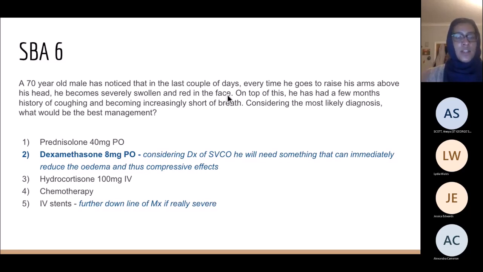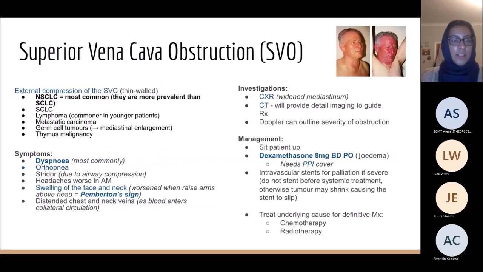And what that symptom is suggestive of is something called Pemberton sign, where you get swelling of your face and neck because of compression of your superior vena cava. You often see this with lung cancers, because you can imagine that cancer in your lung is going to press on your superior vena cava. And the management for superior vena cava obstruction is with steroids.